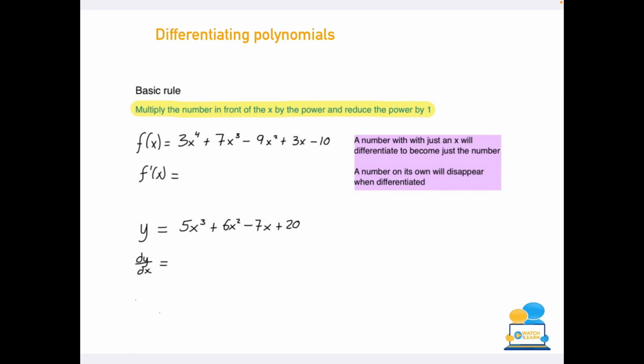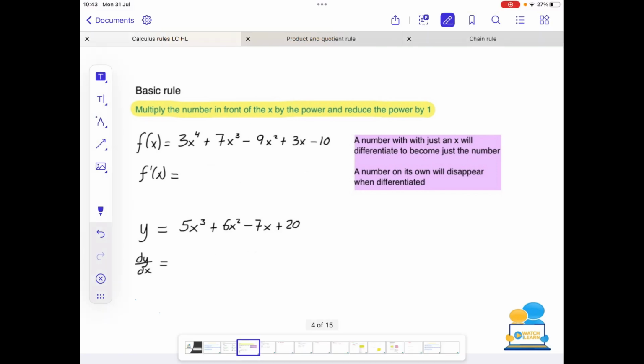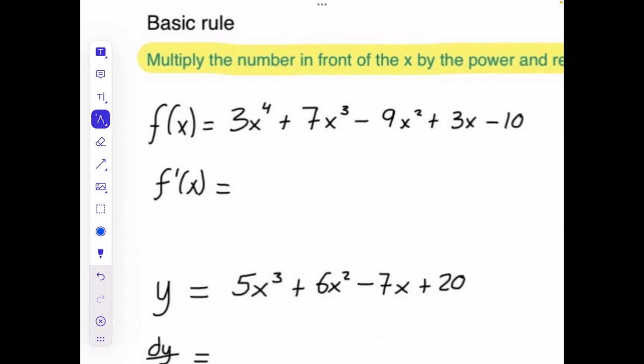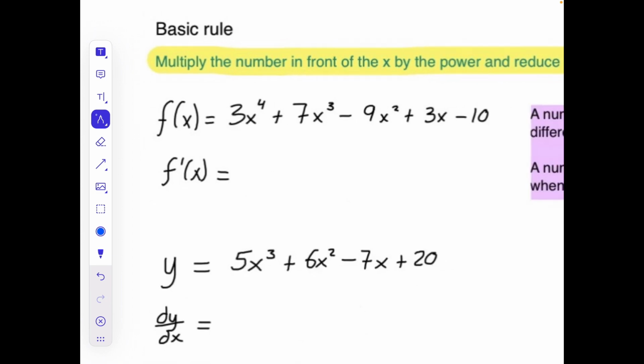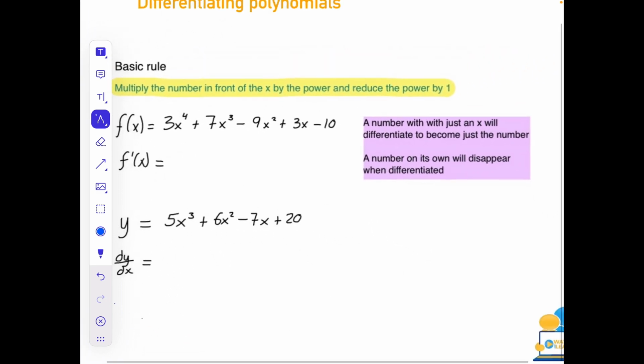Okay, now we're going to get straight into it, and we're going to go into differentiating polynomials. Okay, so say if I have this here, we have our f of x equal to 3x to the power of 4 plus 7x cubed minus 9x squared plus 3x minus 10. And I want to differentiate it. Okay, I know when I differentiate f of x, I can write it as f dash x. Okay. Now, that rule I've highlighted in yellow is kind of the key rule for this section.